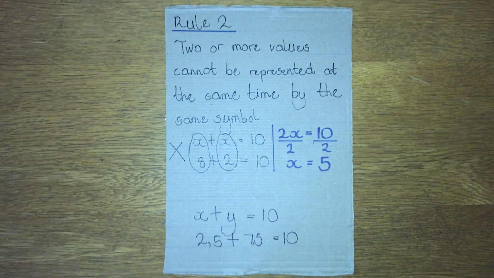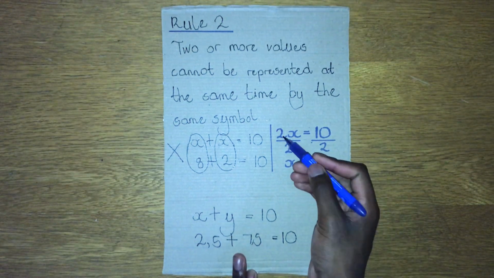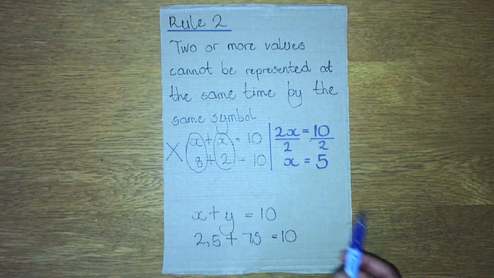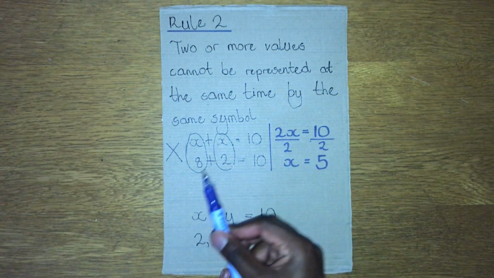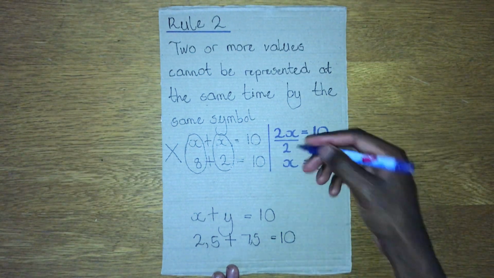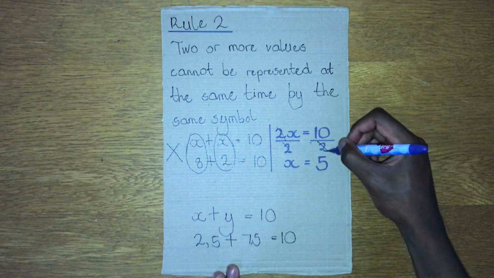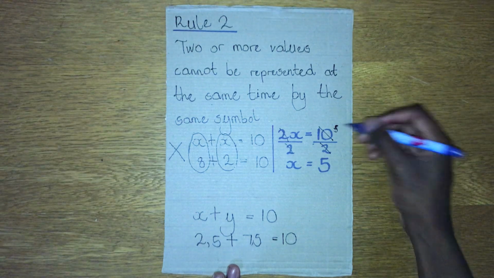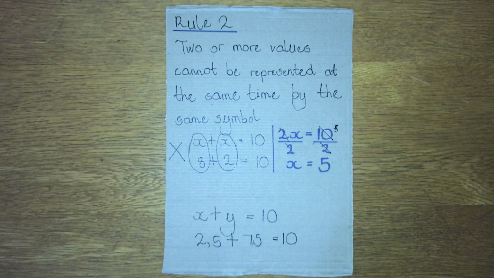However, how we would go about this question is, as both x's are the same, we can group them together as like terms, hence giving us 2x is equal to 10. Now, to further simplify that equation, we can divide both sides by 2. And this leaves us with x is equal to 5 as a final answer.